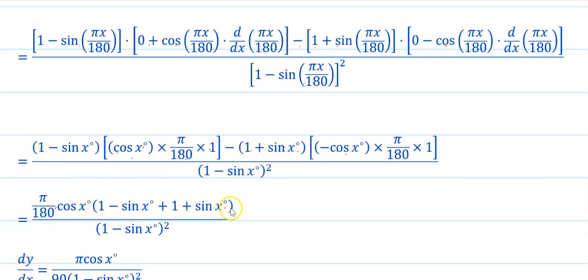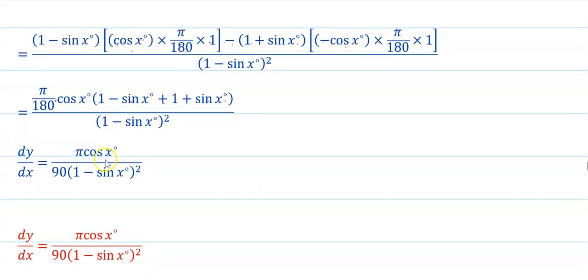And then this minus and minus will become plus. We have taken only this plus sign, 1 plus sin of x degree. Plus sin of x degree and minus sin of x degree get cancelled. 1 plus 1, you will get 2. And in the denominator, 1 minus sin of x degree, bracket square.